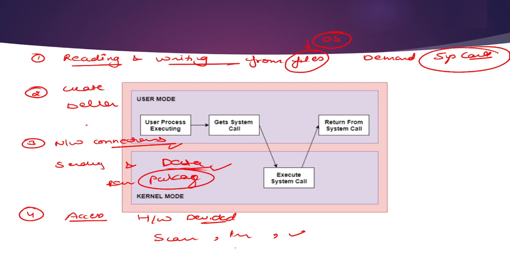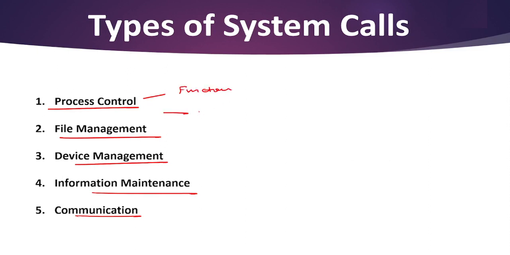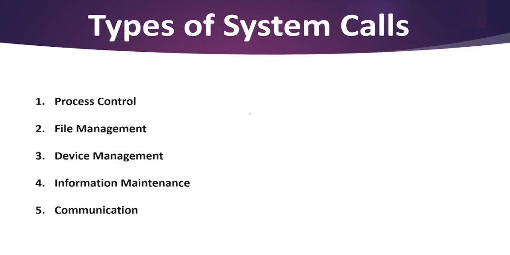I hope, students, everything is clear till now. In the next session, we have different types of system calls that include process control, file management, device management, information maintenance, and communication. All these types are also very important. We will cover every type in detail in the next video, including their functions and their working as well. In this session, I will just tell you some one-liner information about these types.